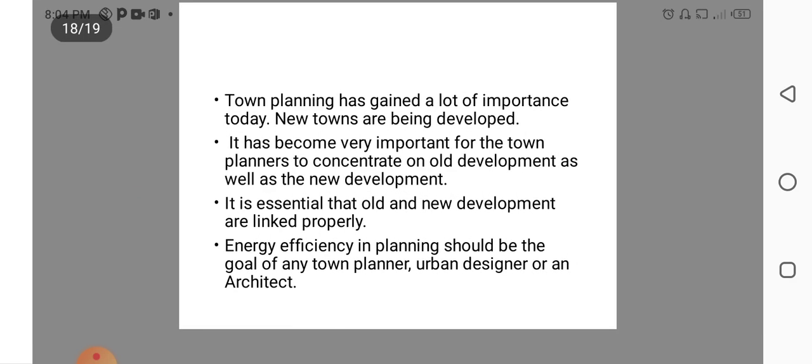Town planning has gained a lot of importance today. New towns are being developed. It has become very important for the town planner to concentrate on old development as well as new development. It is essential that old and new developments are linked properly. Energy efficiency in the planning should be the goal of any town planner, urban planner, designer, or architect. This is the outcome of any town planning.